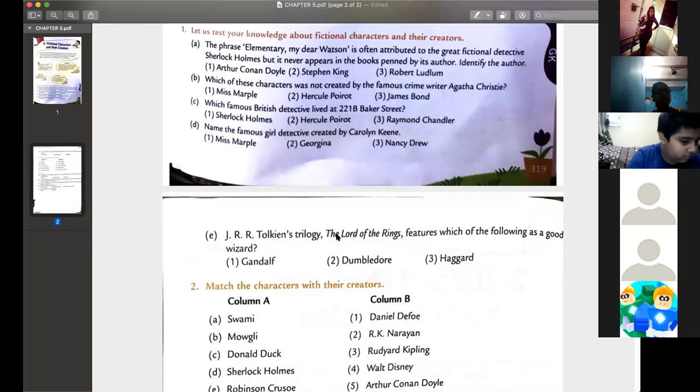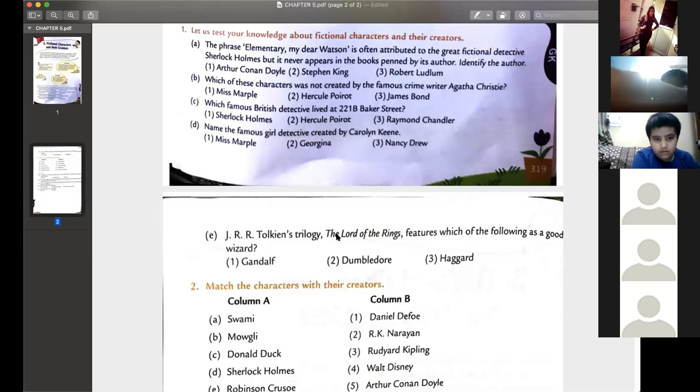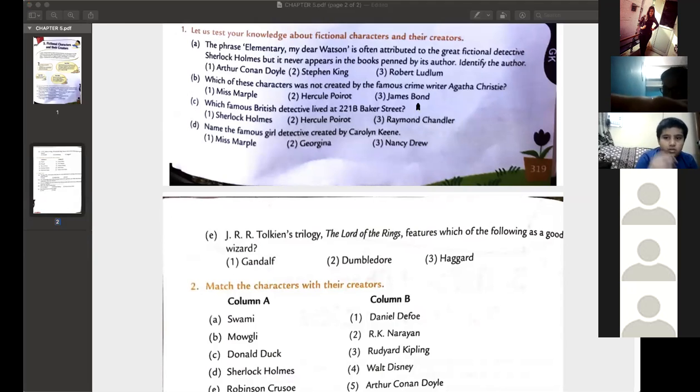J.R.R. Tolkien's The Lord of the Rings. We have studied about it yesterday also. Which of the following features as a good wizard? Yes, Gunjan. Gandalf is the correct answer.